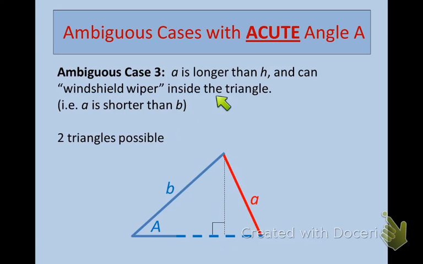So ambiguous case number 3 is if A is longer than the height and can windshield wiper inside of the triangle. What I mean by that is if this distance A is longer, it can either extend out or it can extend in and form a triangle here. I can't remember if I did a slide like that, so let me see. Yeah, so you can see right there. Those are your two potential cases if A is longer than the height, right? Any questions on what's happening with that? A couple more times so you can see it.